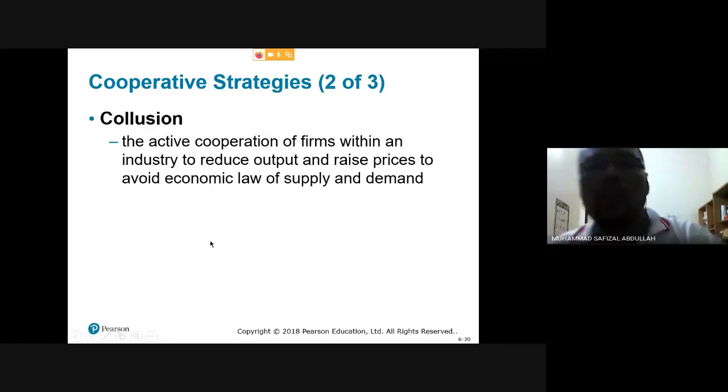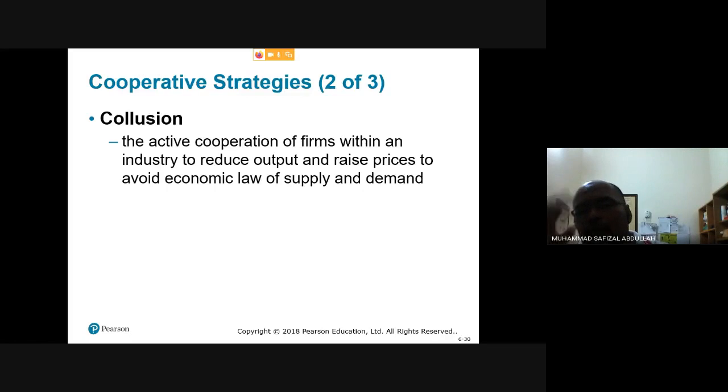So what is a collusion? Here it says, the active cooperation of firms within an industry to reduce output and raise prices to avoid the economic law of supply and demand. Collusion means two firms cooperate together, meaning they have an understanding with each other. They know that they are in the same industry, so they know that they are the ones who control the market price. So they have what we call a collusion, or an understanding.